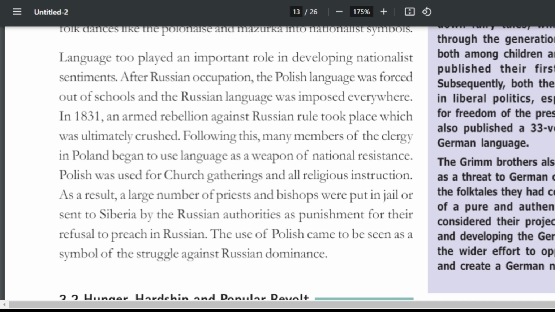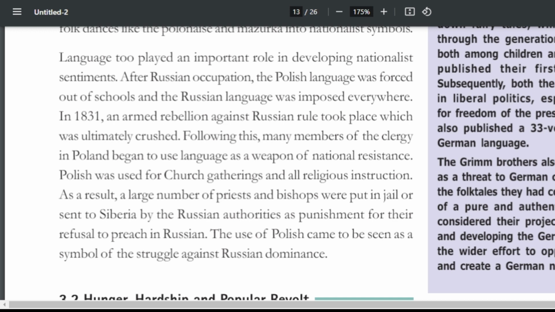Language too played an important role in developing national sentiments. After Russian occupation, the Polish language was forced out of schools and the Russian language was imposed everywhere. In 1831, an armed rebellion against Russian rule took place, which was ultimately crushed. Following this, many members of the clergy in Poland began to use language as a weapon of national resistance. Polish was used for church gatherings and all religious instruction.